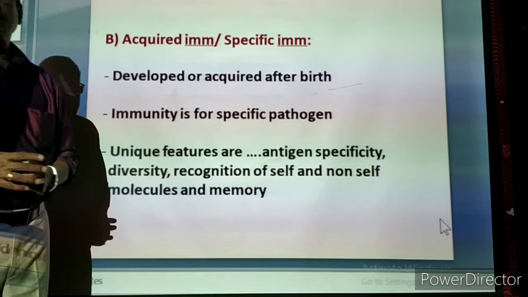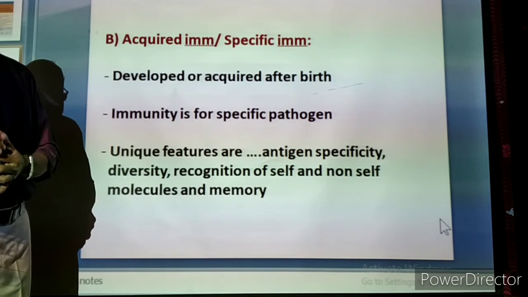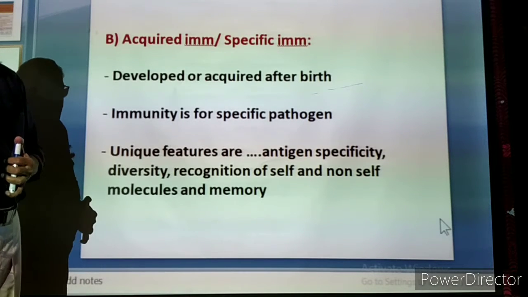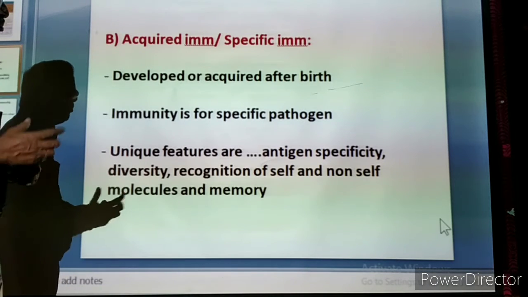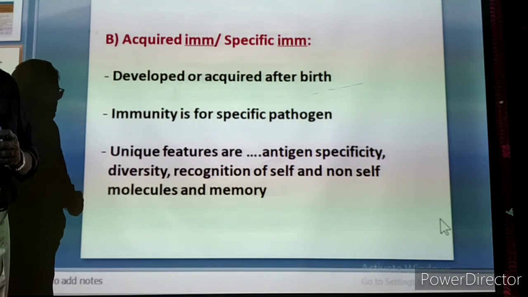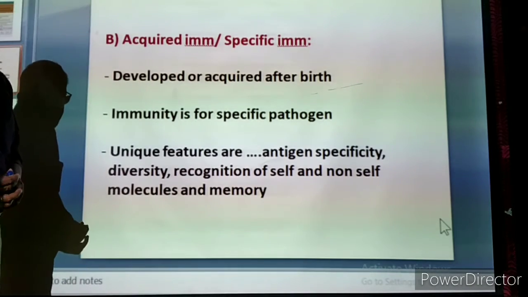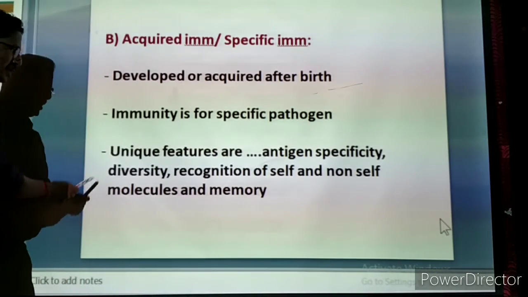One example we can take: when the child is at the age of 5, first time affected by chickenpox viruses. Chickenpox viruses are entering. It is called the first infection. Immediately the body produces antibody for the chickenpox virus. So this antibody will kill only the chickenpox virus, not any other viruses or bacteria. That is called immunity for a specific pathogen.